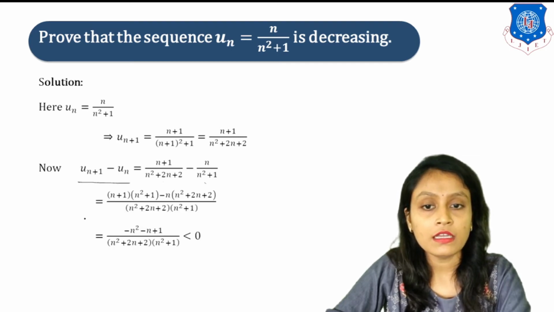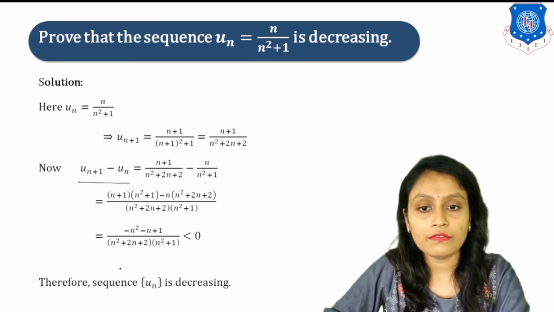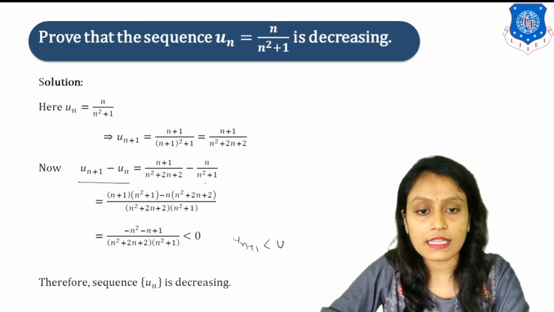So you will get u_{n+1} minus u_n is equal to minus (n square minus n plus 1) upon (n square plus 2n plus 2) into (n square plus 1), which is less than 0. So here what we have, u_{n+1} minus u_n is less than 0. Therefore, u_{n+1} is less than u_n. So the (n+1)th term is smaller than the nth term. Therefore, we can say that the sequence is decreasing.